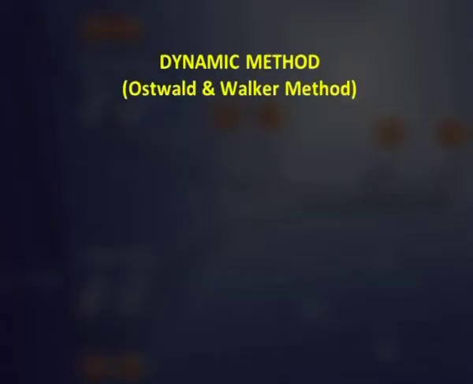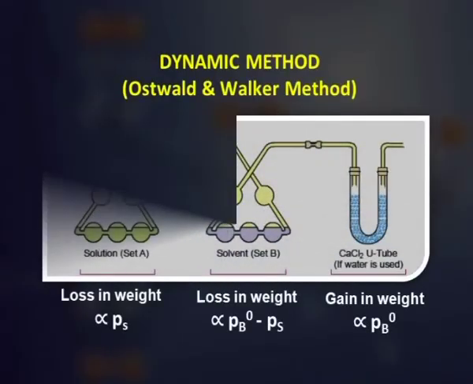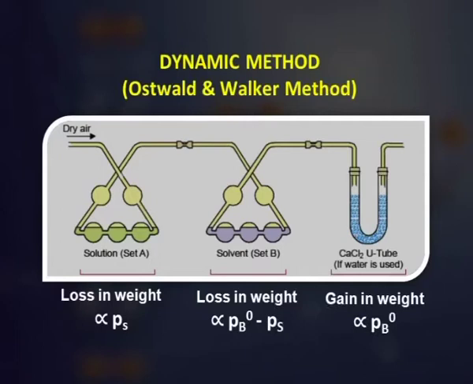There is another method to measure relative lowering in vapor pressure experimentally. It is the dynamic method, which is also known as the Ostwald and Walker method. Have a look at the figure related to its apparatus. It consists of two sets of bulbs. The first set of 3 bulbs is filled with solution to half of their capacity, and the second set of another 3 bulbs is filled with the pure solvent. Each set is separately weighed accurately.